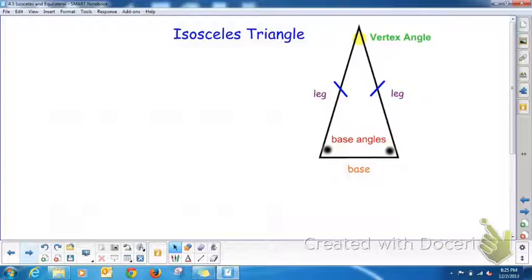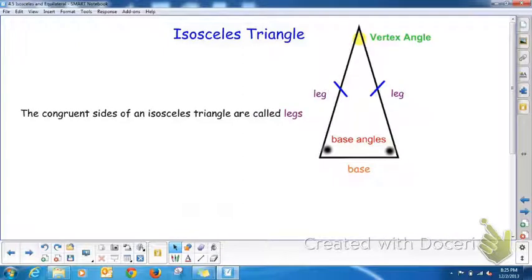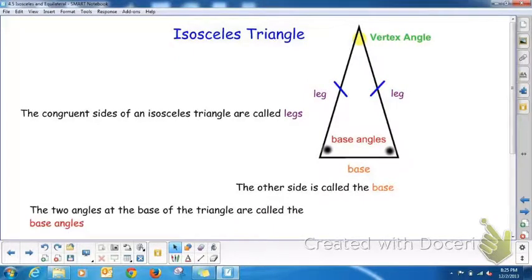An isosceles triangle, so you should draw this picture in your note template. An isosceles triangle has two congruent sides that are called the legs. So these are the legs. The other side is called the base. And the two angles at the base of the triangle are called the base angles. So the two angles that are along the base side are the base angles.